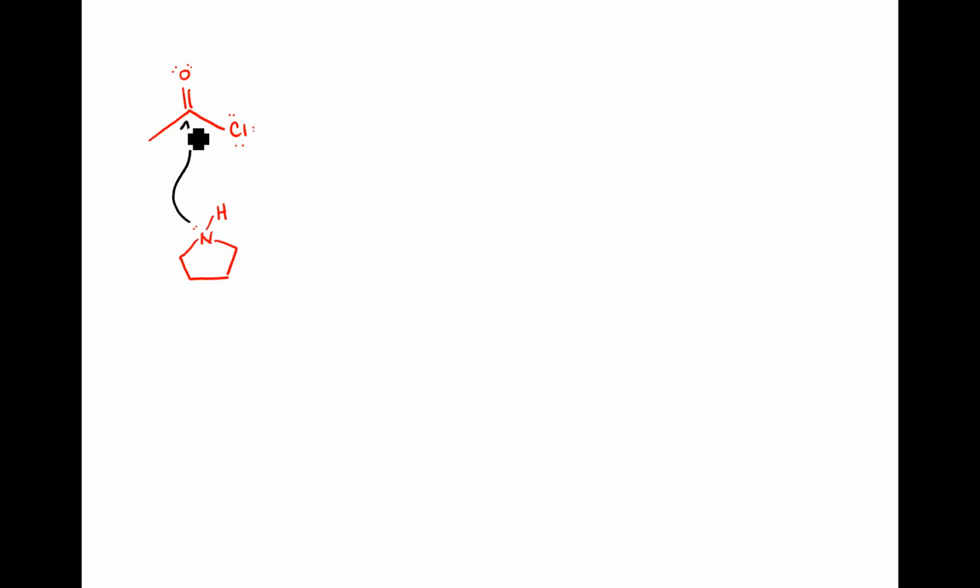The first step is a nucleophilic attack of the nitrogen on the electrophilic carbonyl carbon, and a resonance arrow to move electrons up to the oxygen. That forms a tetrahedral intermediate. And since chloride's a very good leaving group, we can have loss of chloride in the second step.